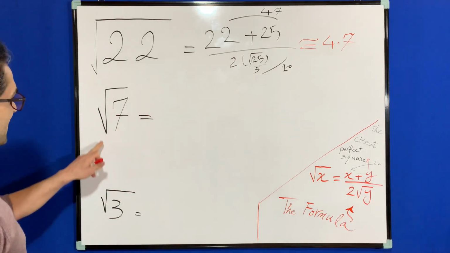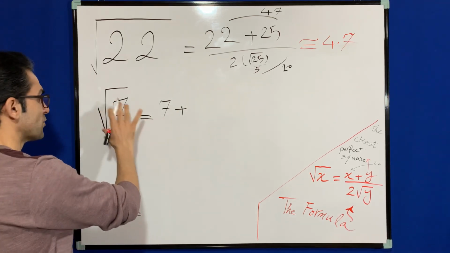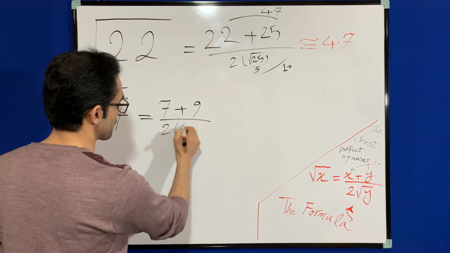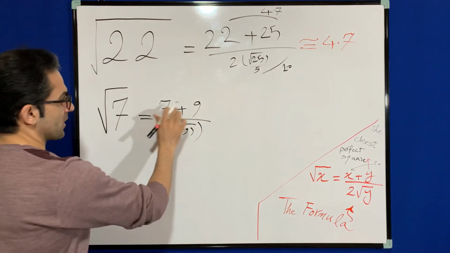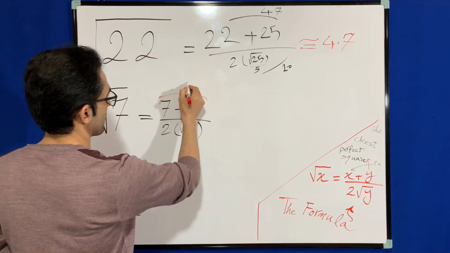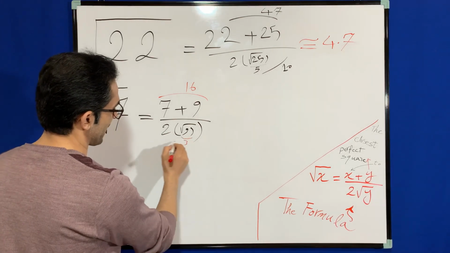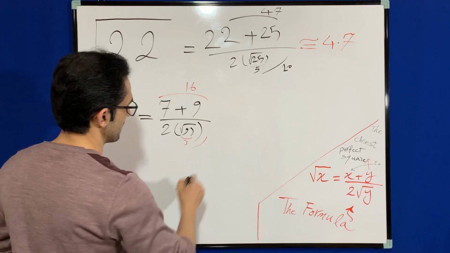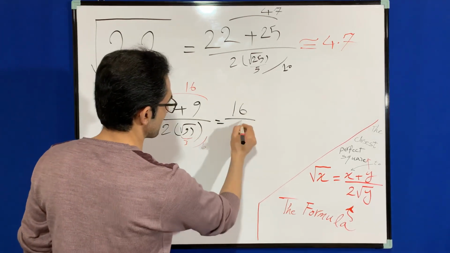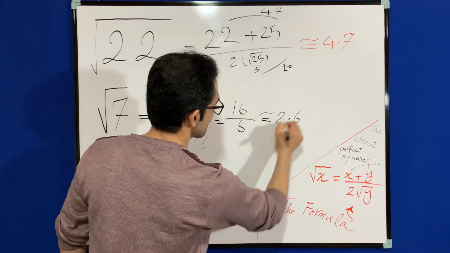Another example, the square root of 7. Write 7 plus the closest perfect square to 7, which is 9, over 2 times the square root of 9. 7 plus 9 equals 16. The square root of 9 is 3. 2 times 3 equals 6. 16 over 6 is approximately 2.6.